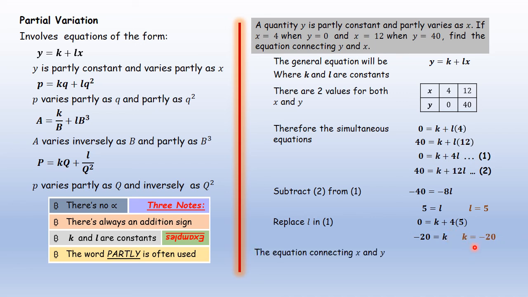Now, the general equation will have the L replaced by 5 and the K replaced by or substituted by negative 20. Therefore, the equation connecting y and x, which is the question we are told, find the equation connecting y and x, should appear like that. The general equation there, only that the K and L are replaced by the values we have obtained, which is this particular equation here. That's the desired answer.